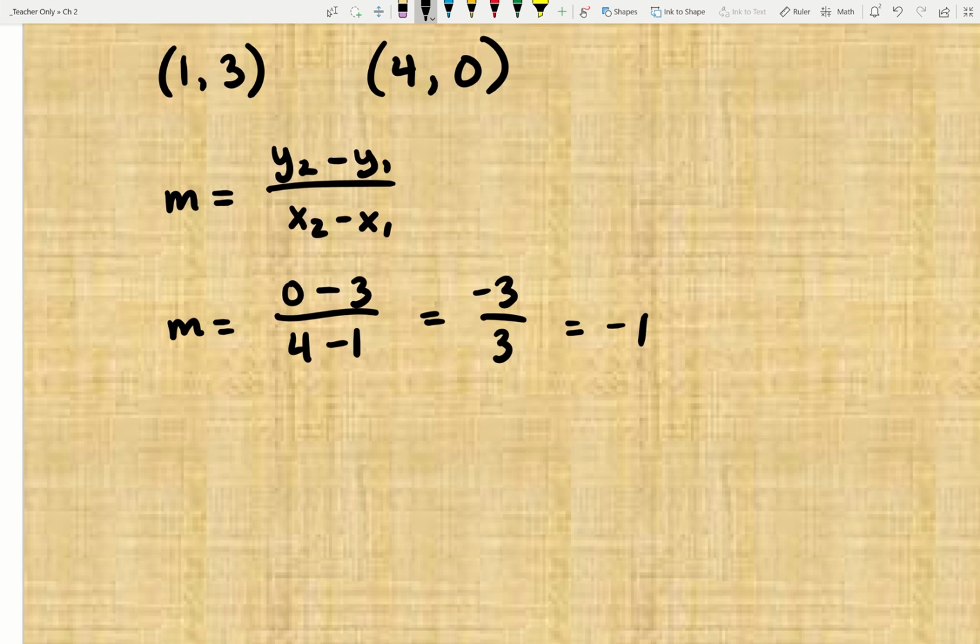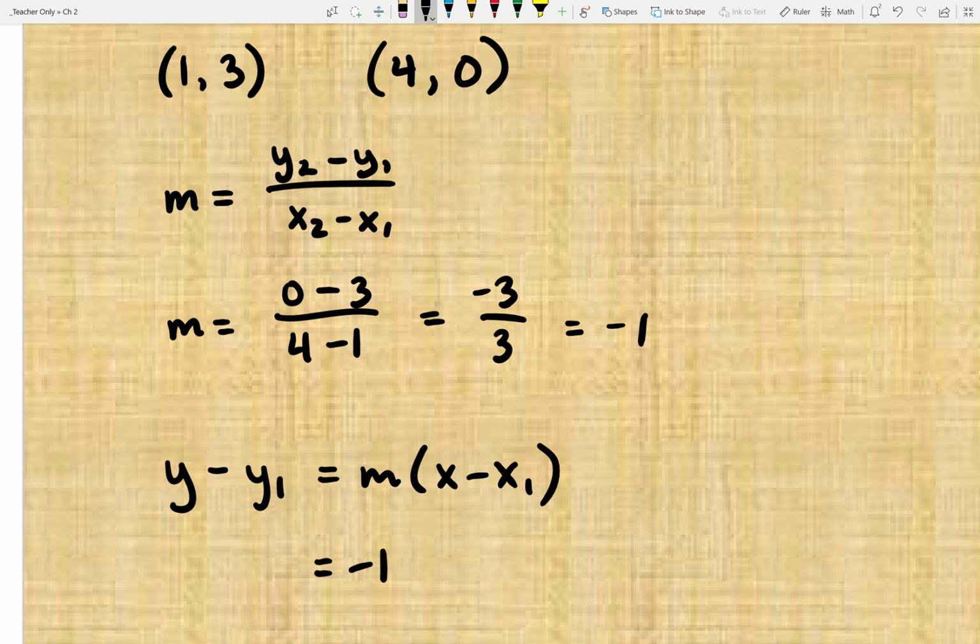And then if I want the entire equation of the linear function, I might go ahead and use another tool that we've talked about in the past, which is point-slope form. So that would be y minus the y-coordinate is equal to m times x minus the x-coordinate. I would plug in my slope, which we just calculated. That's negative 1. And then as far as my x-coordinate and my y-coordinate are concerned, I have two options to pick from. I can either pick the (1, 3), or I could pick the (4, 0).